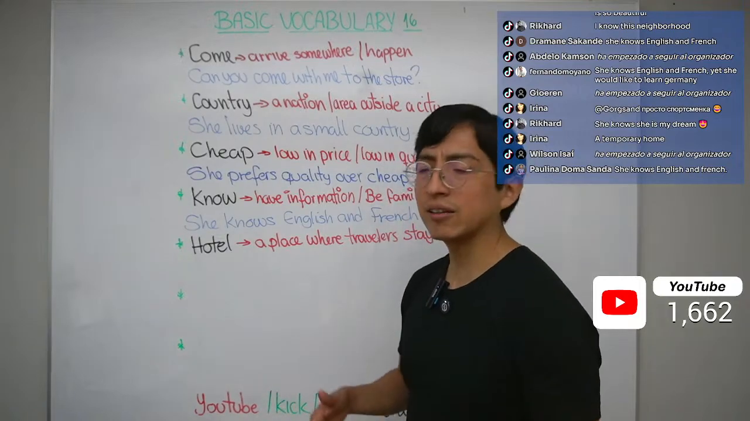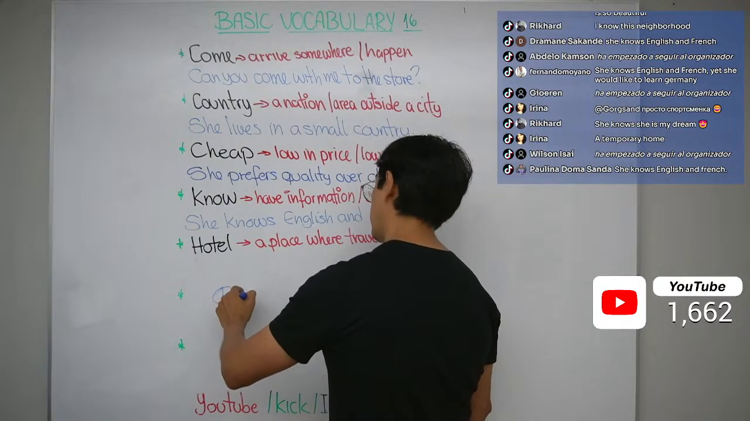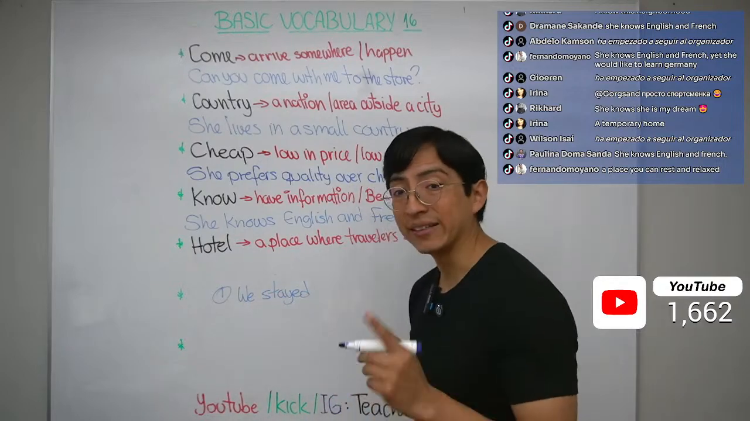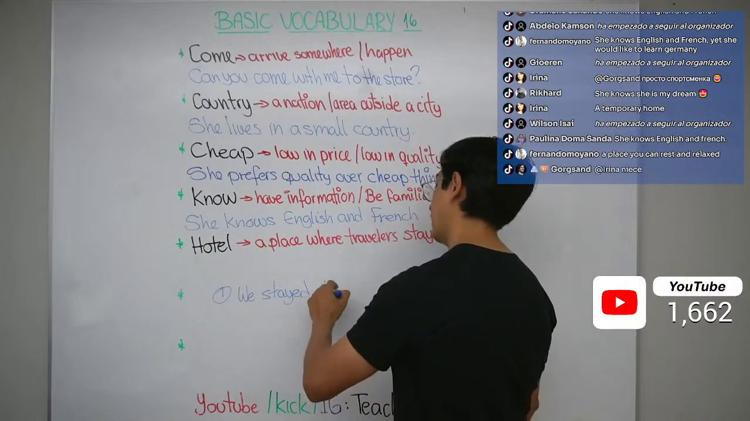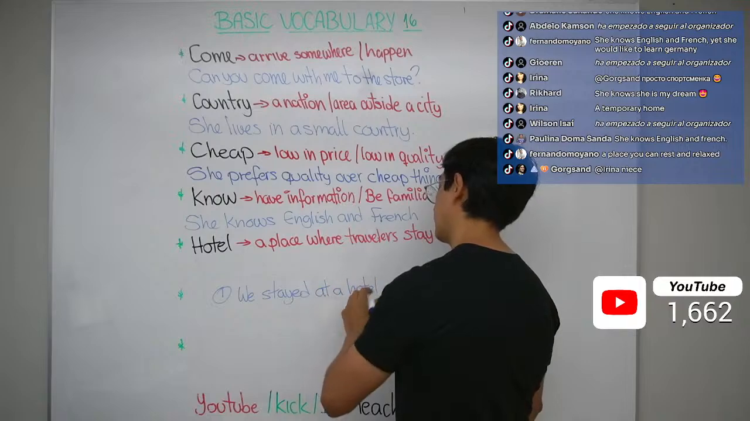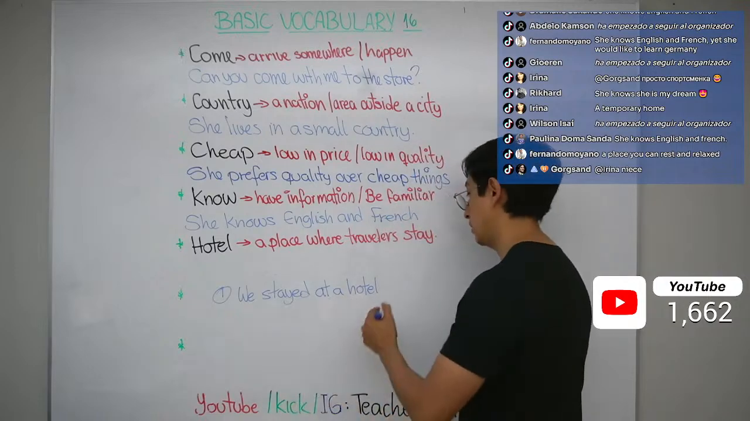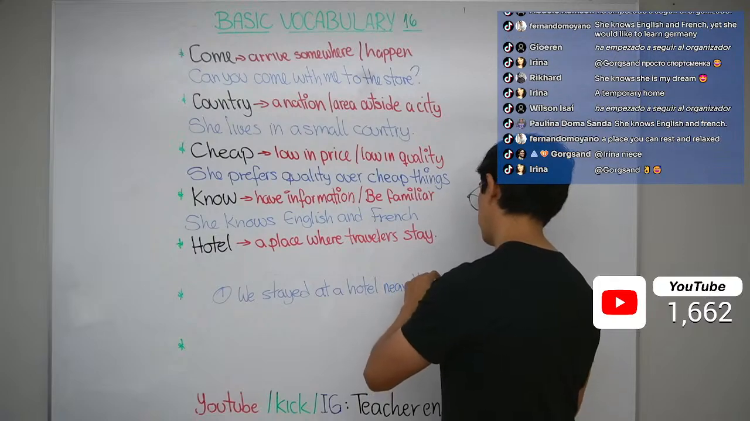Okay, now let's put some examples here. Number one, you can say we stayed. Okay, simple past. We stayed at a hotel. We stayed at a hotel near the airport, maybe. Near the airport.